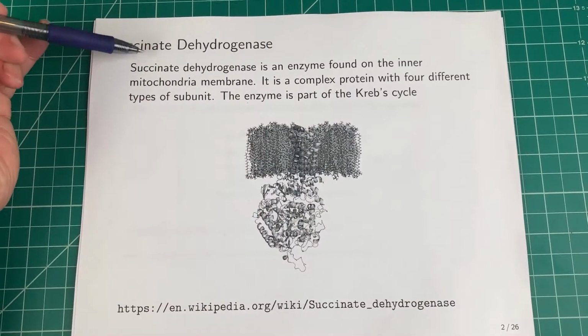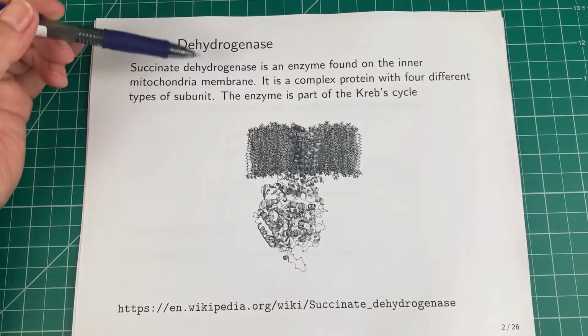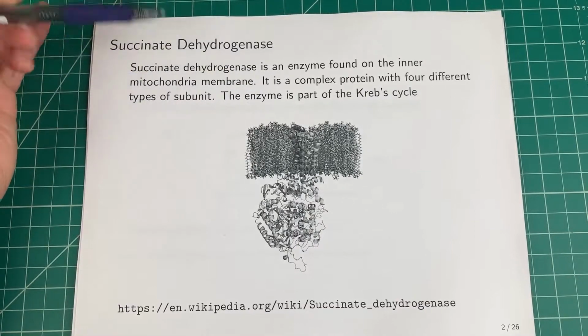This is an enzyme that's found in the inner mitochondrial membrane. It's part of the Krebs cycle. Some of you may recognize this. It's a complex protein with 4 different types of subunits.